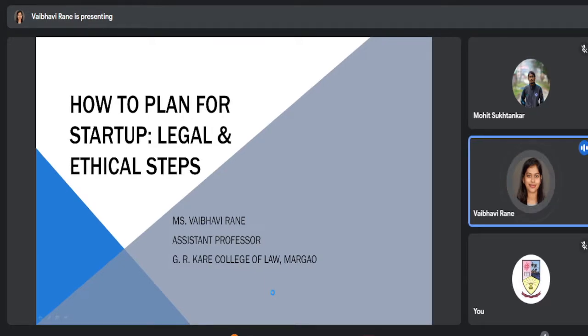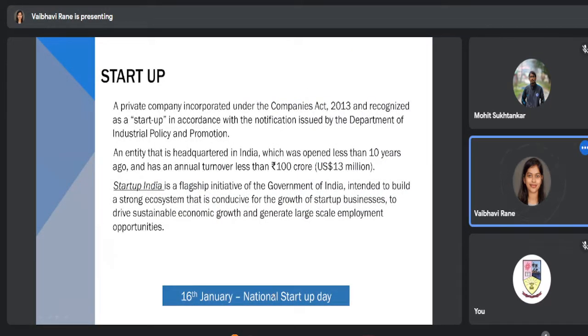Okay, so we would now start with the understanding of what is a startup. Now, various definitions in law, you would see that various definitions of startup have been given. The first one is that a startup is a private company which is incorporated under the Companies Act of 2013 and recognized as a startup in accordance with the notification issued by the Department of Industrial Policy and Promotion. Now, this is a very technical definition.